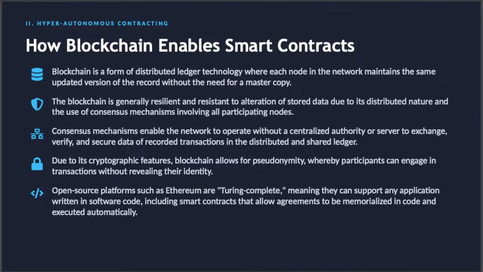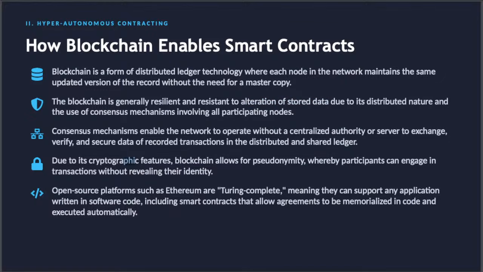The blockchain is generally resilient and resistant to alteration of stored data due to its distributed nature and use of consensus mechanisms involving all participating nodes. So the consensus means that enough computers agree on this fully, and there are no disputes within the agreement that the cryptographic codes are true and correct. Then it could be added as a node into the blockchain, which means now it's not going to be able to be altered. So we say generally resilient and resistant to alteration of stored data.